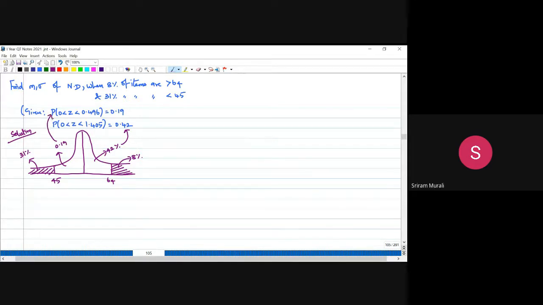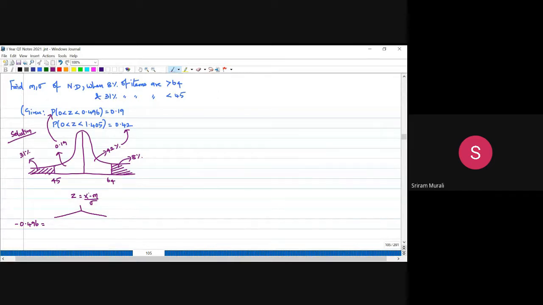First, have you understood? You know Z is equal to x minus m by sigma. So for the remaining area 19%, 42%, for which we want to find this. So in the left hand side, you know what is the Z value for 19%? It is minus 0.496. Why is this minus? Because of left hand side it is minus.